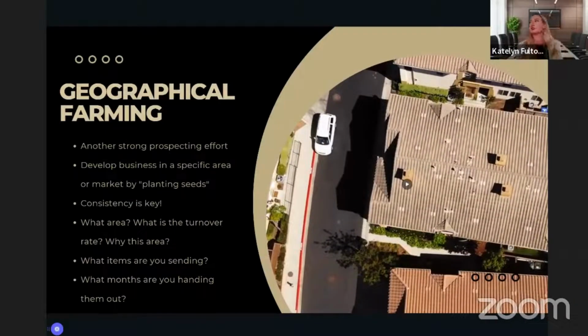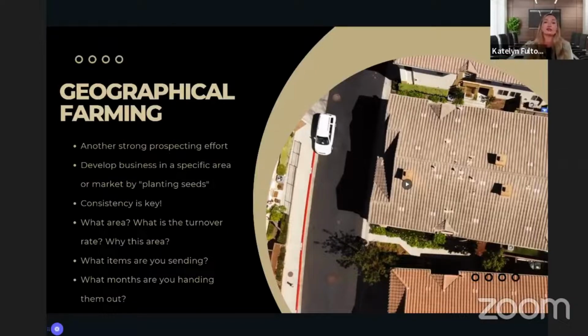Again, it's a very traditional way. It can be very expensive, but it can be very successful. And I will tell you, probably our top 3 teams in the brokerage do geographical farming, and it does take time. It's not something, again, that's going to get you business as soon as you send a flyer out.